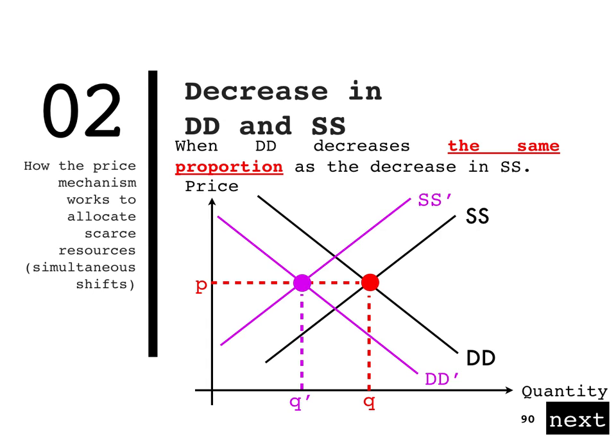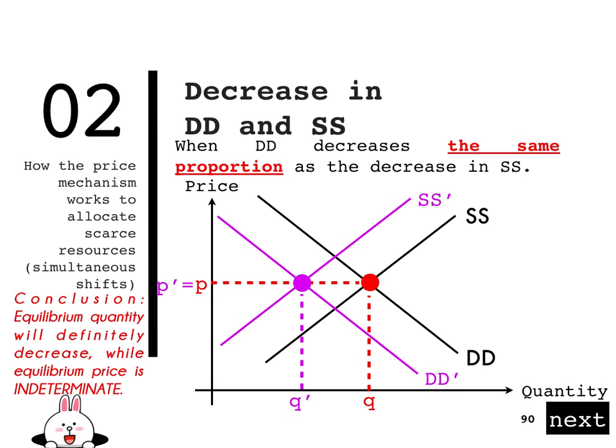Now, do you still remember what is the overall impact on price and quantity across all three scenarios? Which one is the one that we can be certain of? That's right. You realize that we can be certain that equilibrium quantity will definitely decrease, but equilibrium price is actually indeterminate.